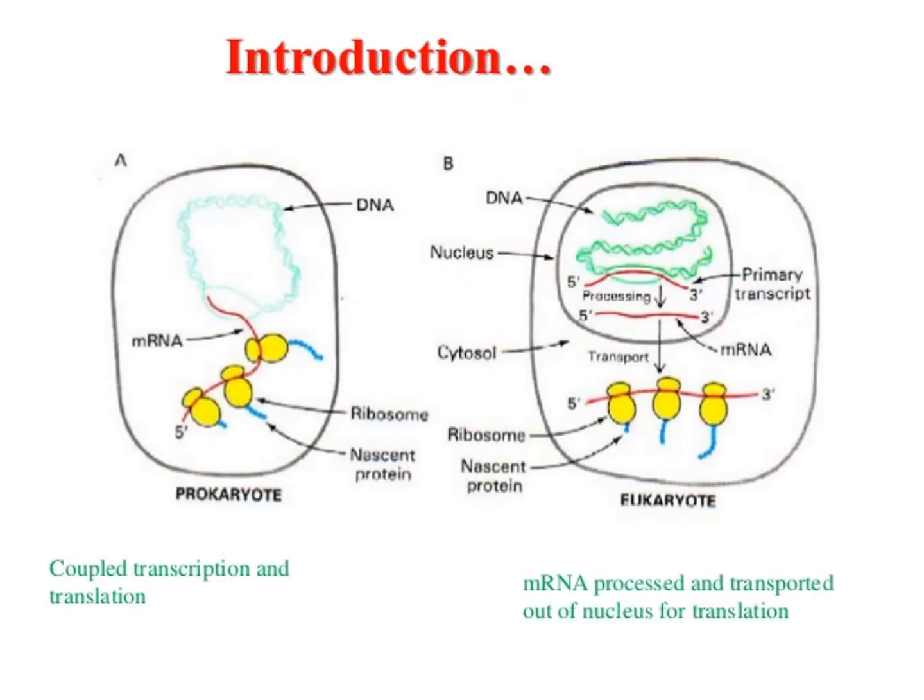In this picture, you can clearly see the prokaryotic transcription and translation mechanism. In prokaryotes, the transcription and translation are coupled, but in the eukaryotic cell, the transcription and post-transcriptional mechanism, like the processing of mRNA, takes place in the nucleus. Then after the post-transcriptional modification, the matured mRNA is transported into the cytoplasm for the translation process.